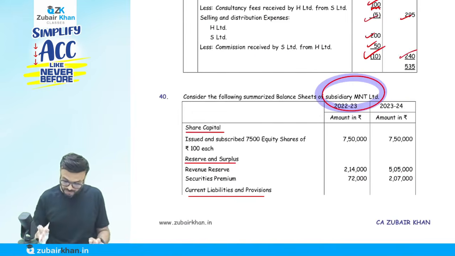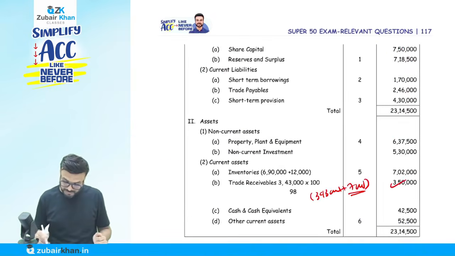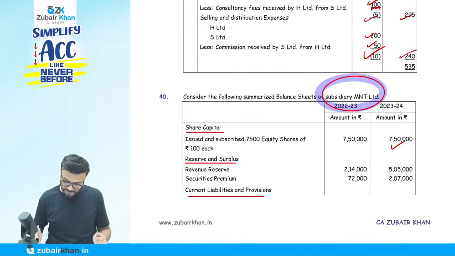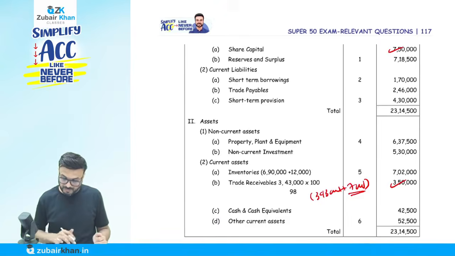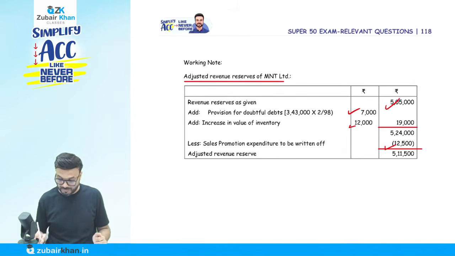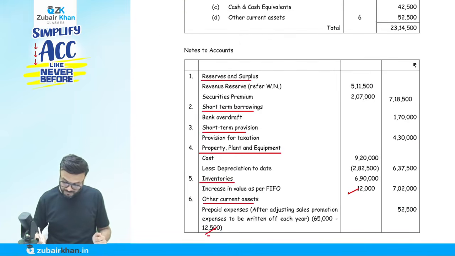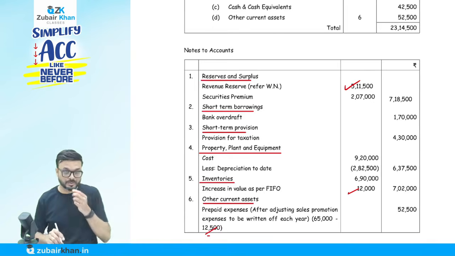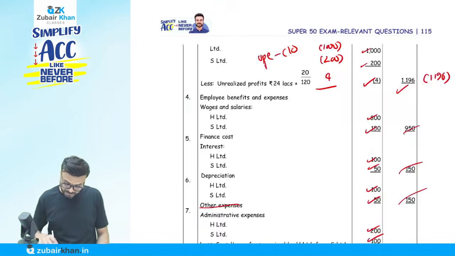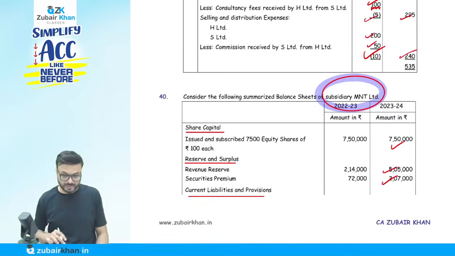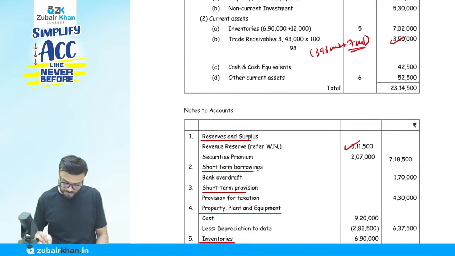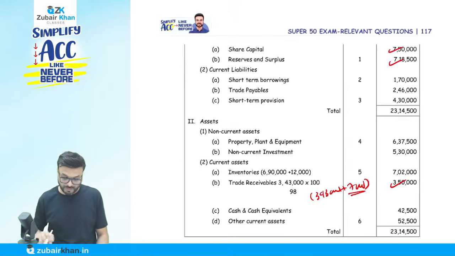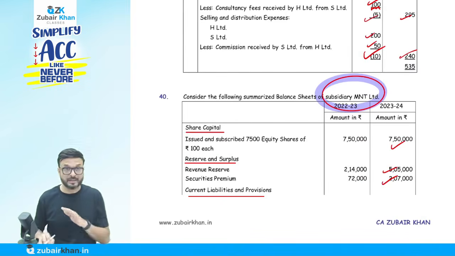We are preparing for 23-24. The issued capital is 7,50,000, no change in that. Then reserve and surplus was 5,05,000, titled in the working note. We have done this adjustment, and this is the figure 5,11,500, so we'll write 5,11,500 here. Then they have securities premium 2,07,000, written in the note. Total is 7,18,500.